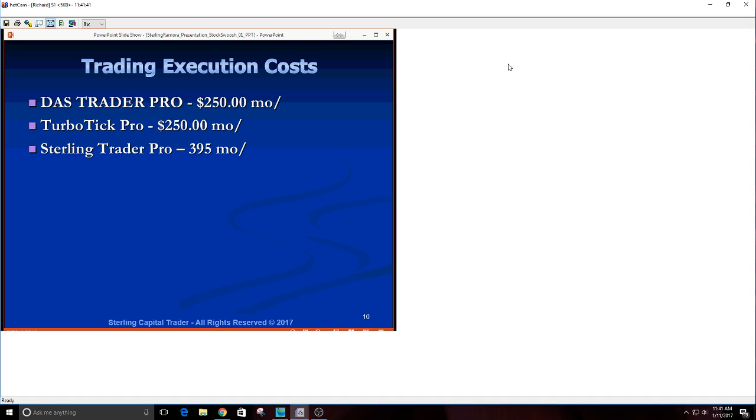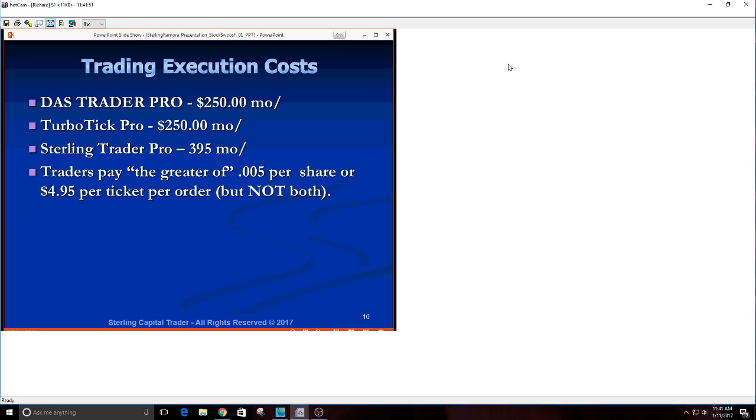And like I said, they primarily accommodate high volume, high frequency, fast traders who need to get in and out within milliseconds, many, many times per hour without a hiccup, without a hitch. Traders pay the greater of 0.005 per share or $4.95 per ticket per order, but not both. What that means is this. If you buy 500 shares, or let's say 200 shares, it's $4.95 a ticket. Why? Because it's the greater of the 0.005.